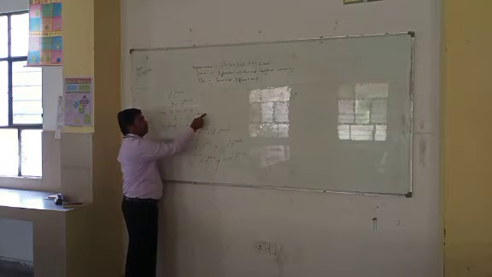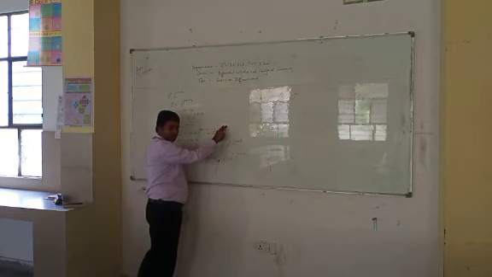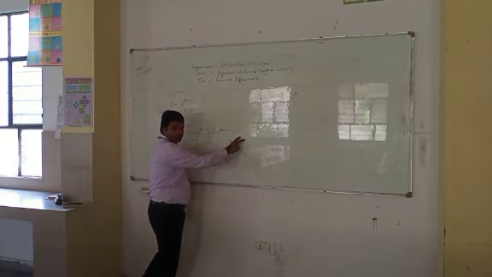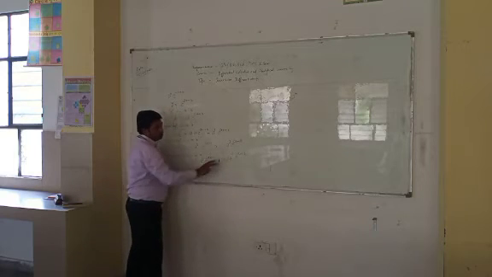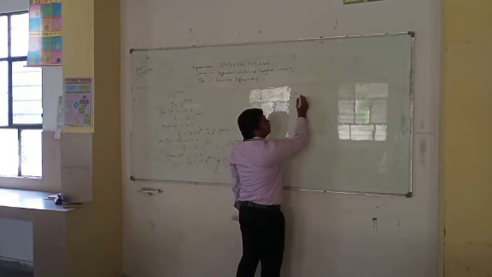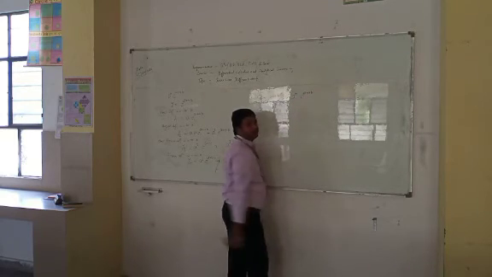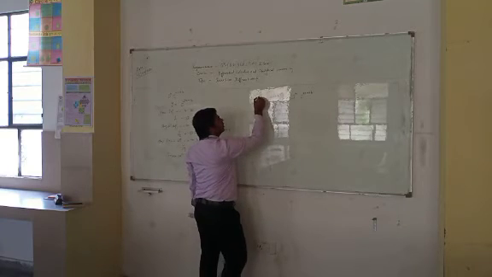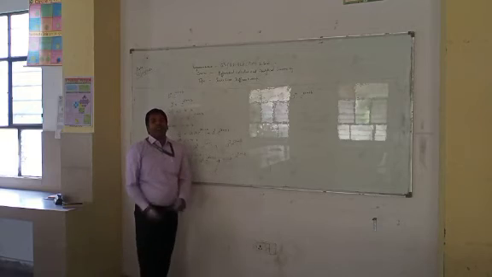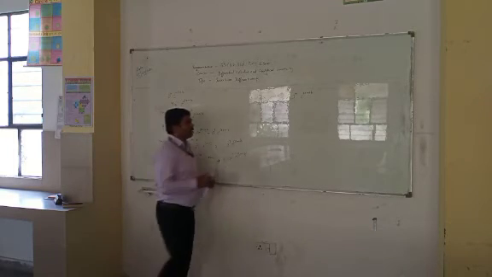Now y1 has e to the power ax plus b, y2 has e to the power ax plus b, the same, y3 the same, and y4 the same. So it means in the nth derivative we have e to the power ax plus b. This is the standard formula for e to the power ax plus b. Now the next formula.